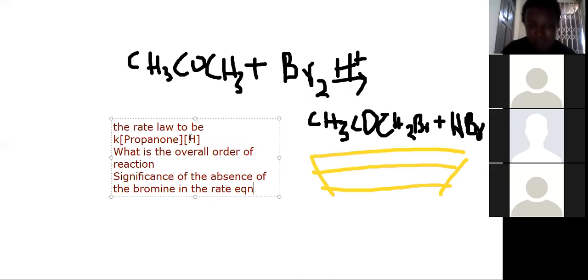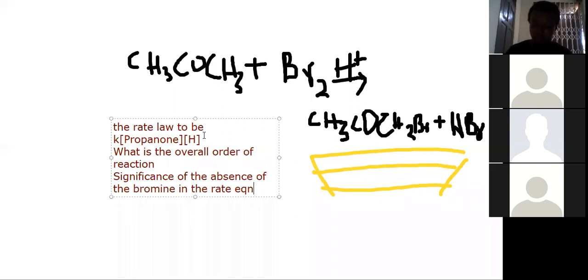So here we can say that the bromine is in order 0 because it wasn't included. If bromine was included, it would be raised to the power 0, and any number raised to the power 0 is 1. So here you won't see it. It has no effect on the rate law. Did we get it? Yes.